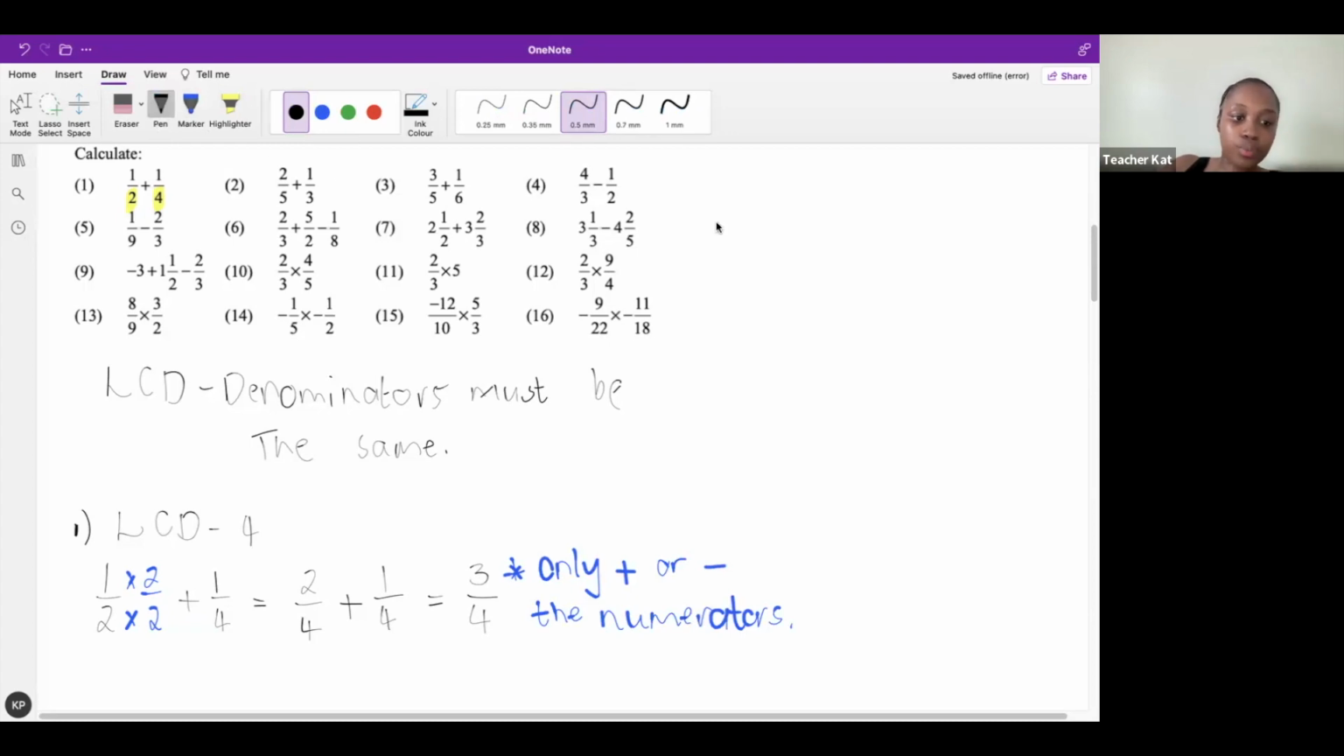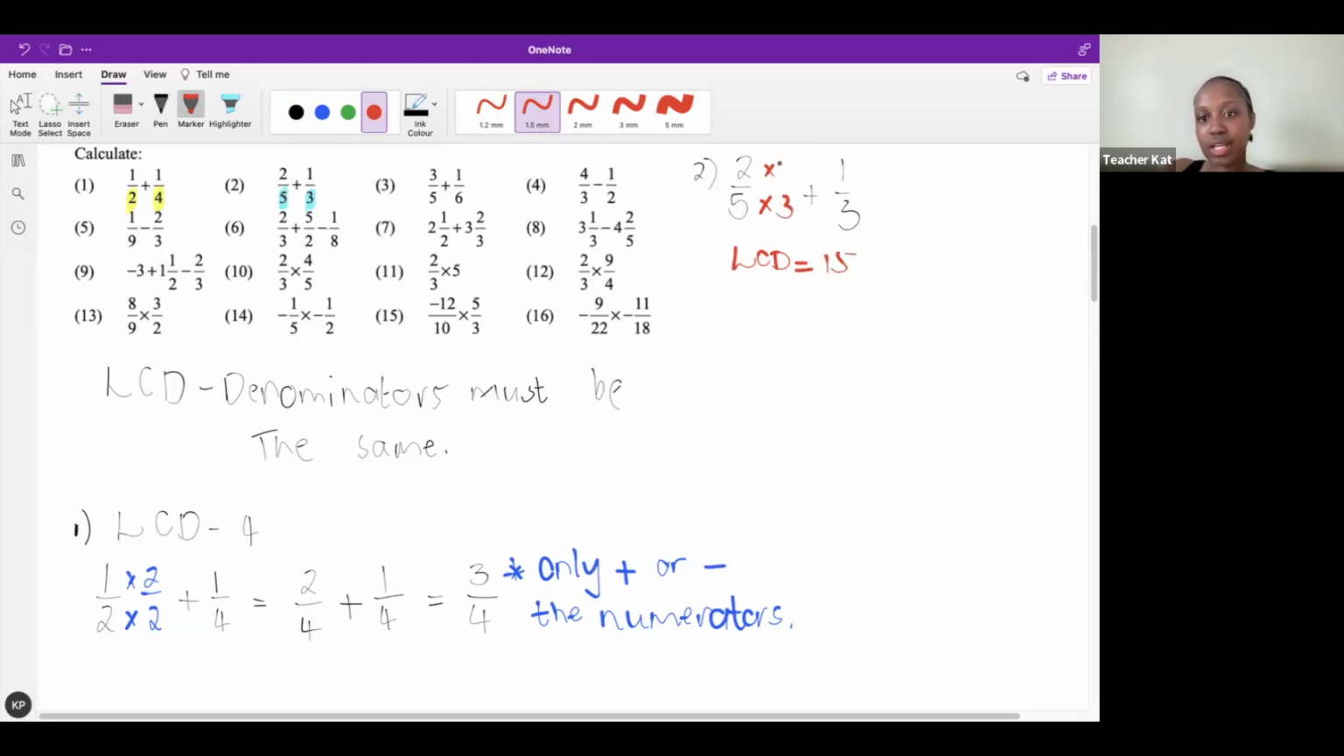Let's go on to number 2. Number 2 says 2/5 plus a third. So what is my lowest common denominator? 4, 5, and 3. Nice, 15. So then we say 2 over 5. What do we multiply by for 2 over 5? What do we have to multiply by? Maybe I should write it down. Our LCD is 15. So we times by 3.